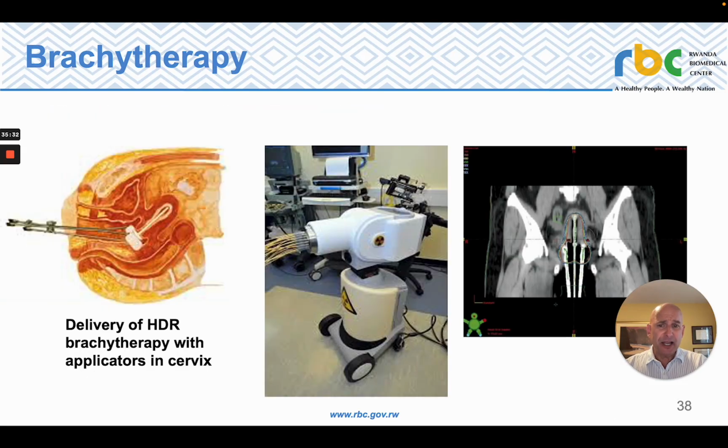Brachytherapy, as I said, is delivered directly into a tumor. This is a schematic looking at the delivery of high-dose rate brachytherapy with applicators in the cervix in this sagittal view. The middle picture is of what we call the afterloader, where the sources lie, and then they push up and go down those yellow catheters into the patient. And the X-ray on the right is just a confirmation film that your applicators are in position for this particular cervical cancer treatment.